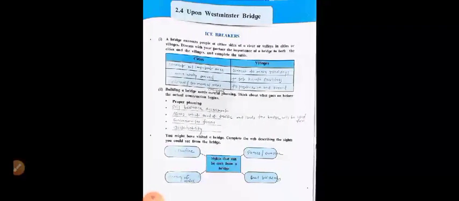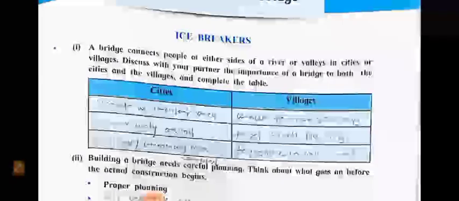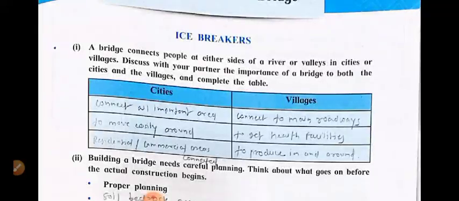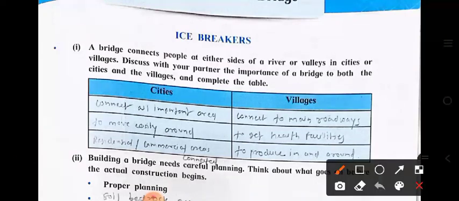Before discussing the poem, let us talk about some icebreaker activities which help us to understand the theme of the given poem. So, the very first activity, look here. A bridge connects people on either side of a river or valley in cities or villages. Discuss with your partner the importance of a bridge to both the cities and the villages and complete the table. I have already written some of the points which you are to expand and describe.